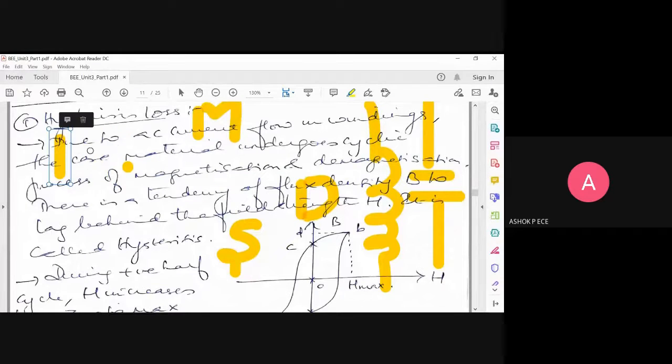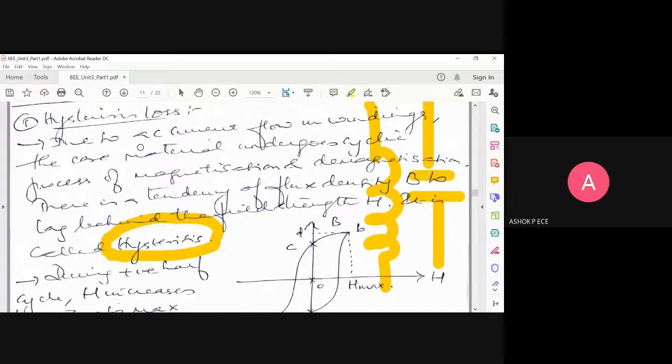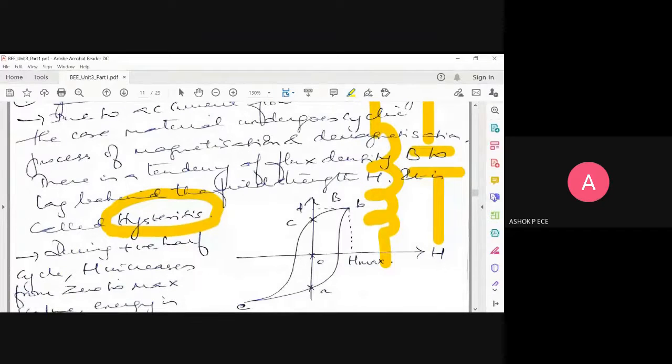So that lagging behind the voltage is given by a term called hysteresis. Because of current flowing through the inductor, you will be having a magnetic field, right? So that magnetic field is going to lag behind the voltage. That lagging behind phenomenon is called hysteresis. So hysteresis means when the electric field is varying very fast, your magnetic field is not able to follow the electric field. So there is a tendency for the magnetic field to stay away from the electric field. That is going to be called hysteresis.